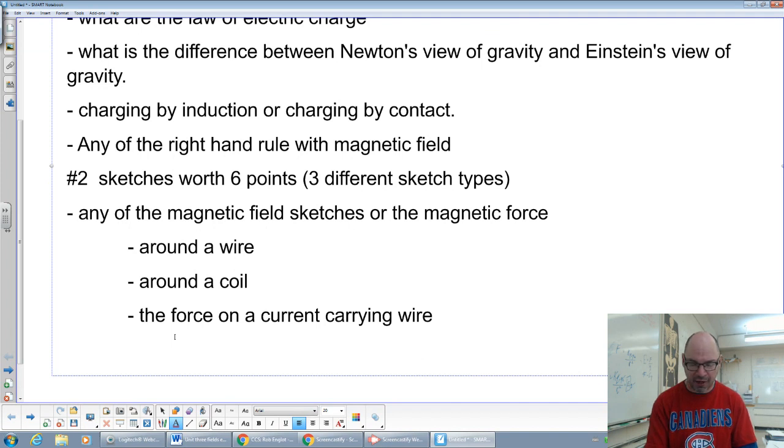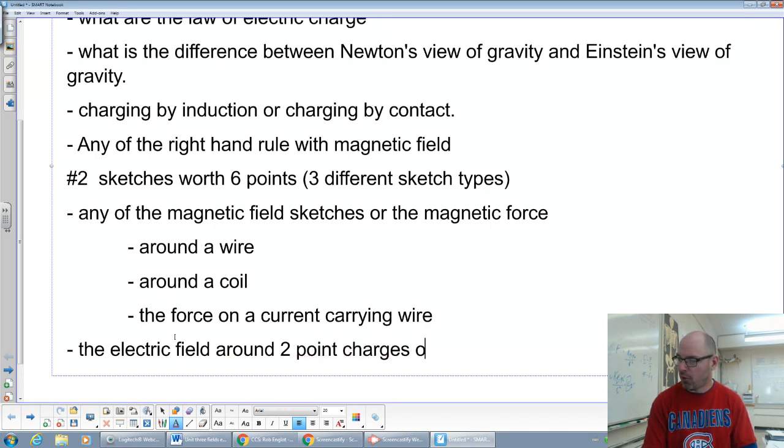And also, you could have some of the electric charge diagrams, so drawing the electric fields around two point charges, or around one point charge.